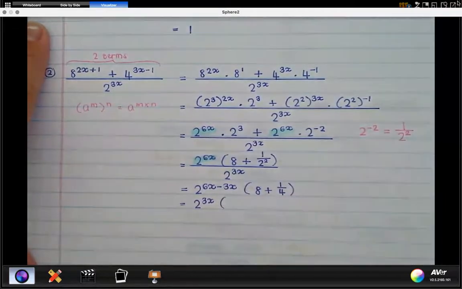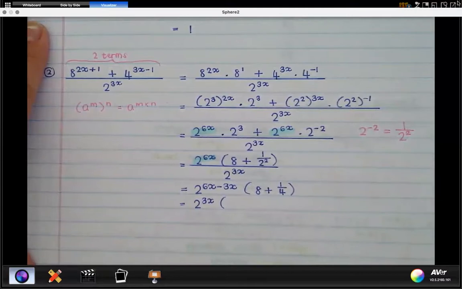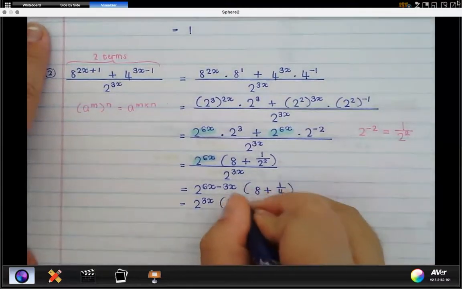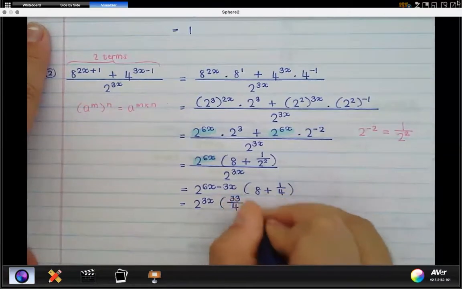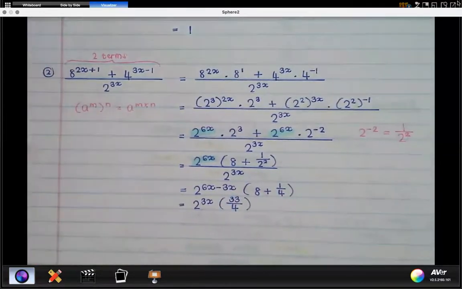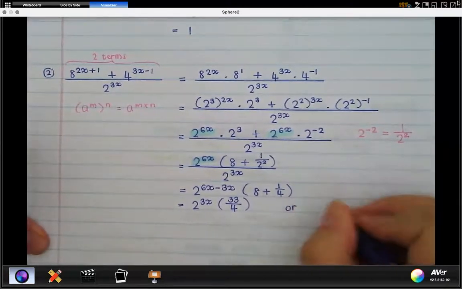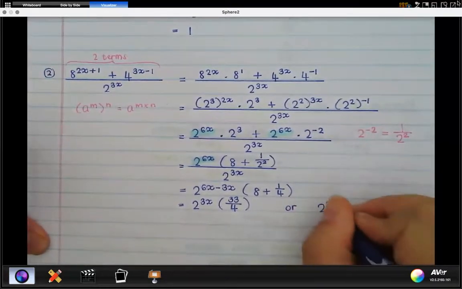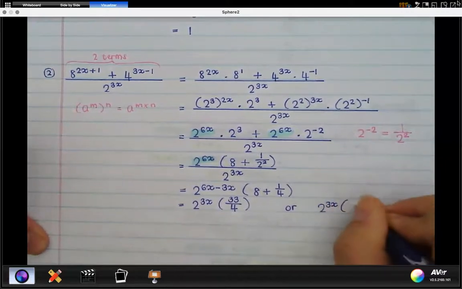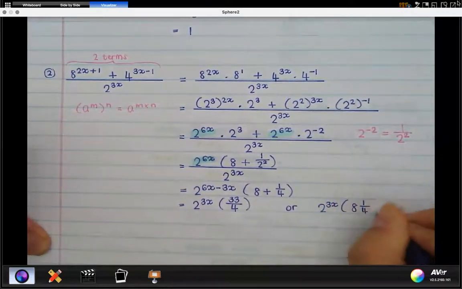8 plus a quarter is 8 and a quarter, right? You can leave it like that if you want to. You can write it as 8 and a quarter. But I'm just going to write it as an improper fraction, sorry. Or you can leave it as 8 and a quarter, all right? Or you could say 2 to the 3x times 8 and a quarter.